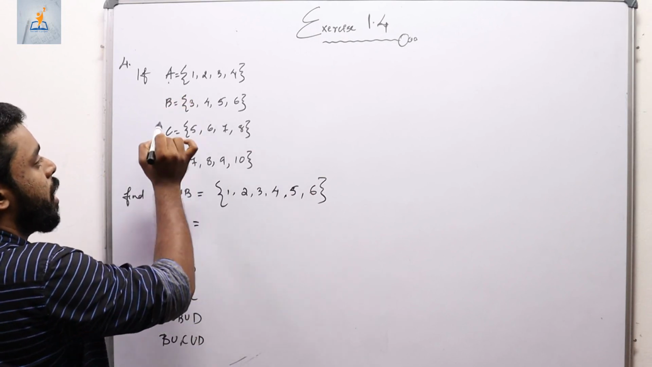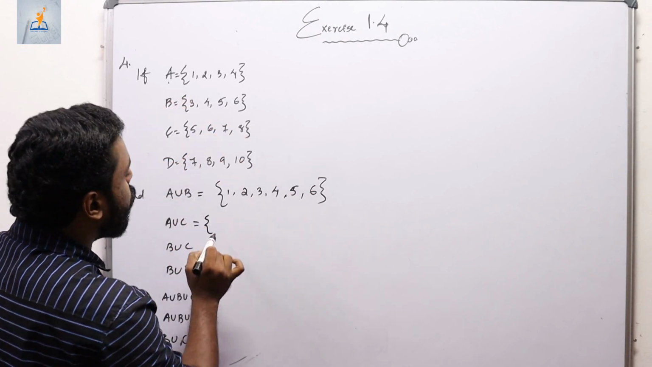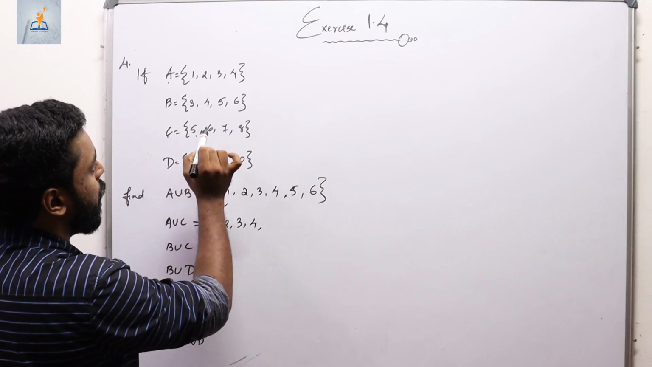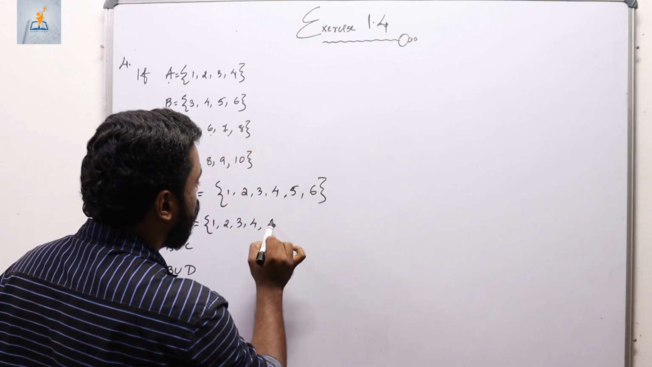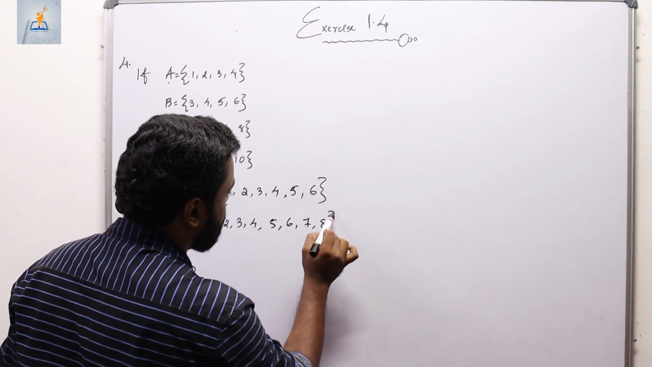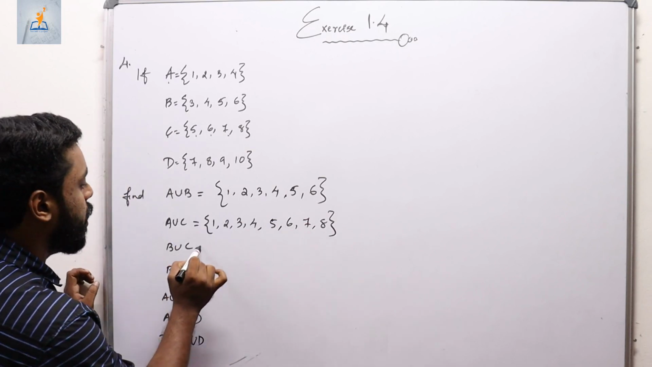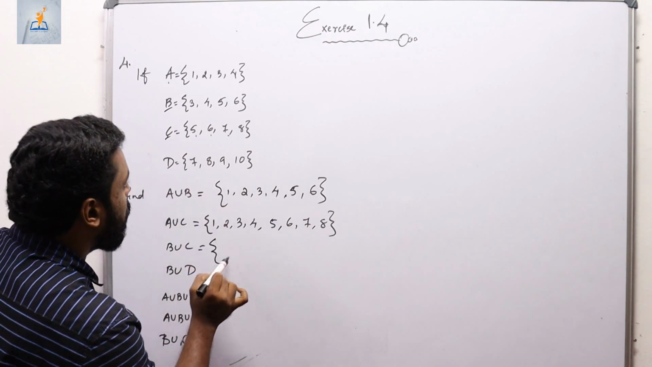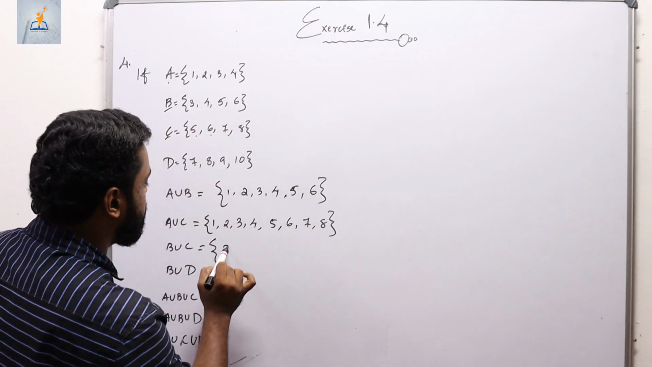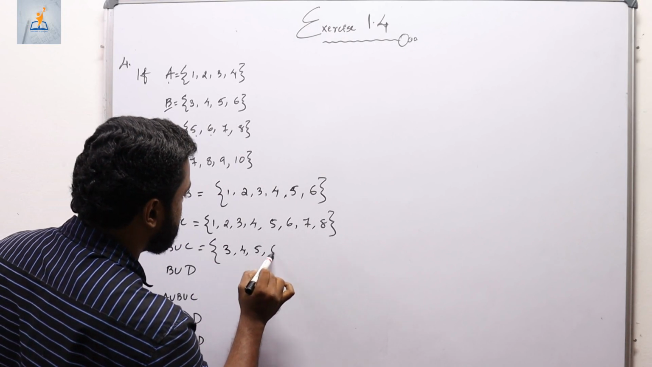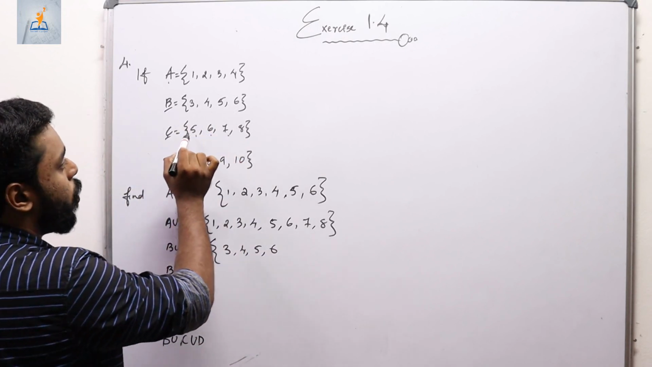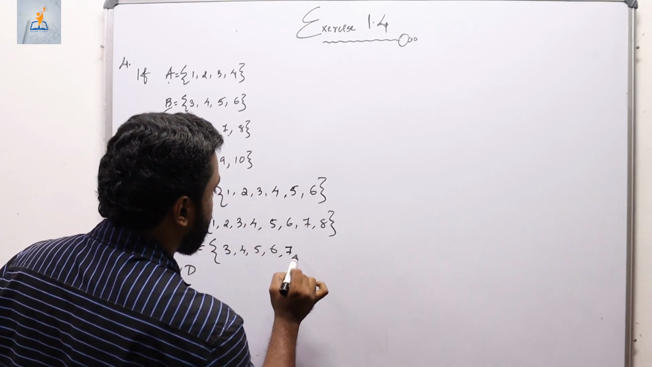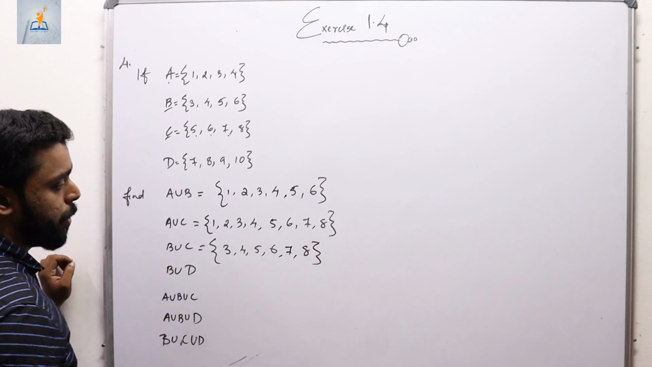Now consider A union C. So we have to consider A and C. 1, 2, 3, 4 are there in A. In C we have 5, 6, 7, 8. So this will be A union C. Now coming to B union C. We have to consider B and C. In B we have 3, 4, 5 and 6. Now we already wrote 5, we already wrote 6. Now the remaining is 7 and 8 in C. So this is B union C.